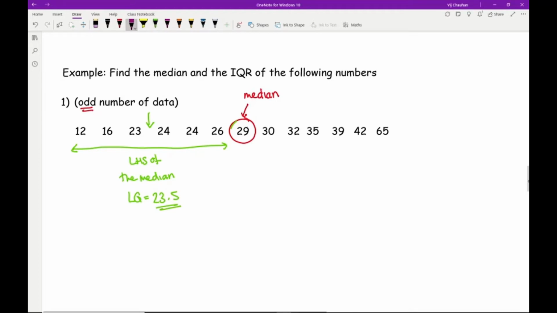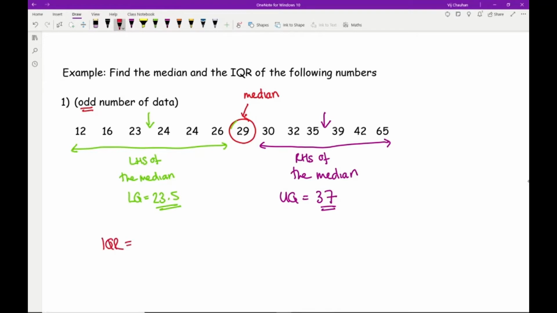And the upper quartile, which is, if I look at all of these numbers that are on the right hand side of the median, I find that the middle number is going to be between 35 and 39, which is going to be 37. So the upper quartile is 37. And from this I can work out what the interquartile range is, which is going to be 37 take away 23.5, which gives me an answer of 13.5.